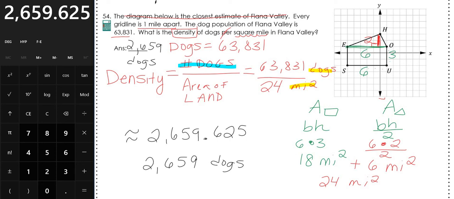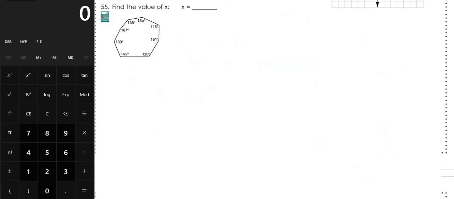Let's move on to number 55. Number 55, find the value of x. Now I'm taking a look at this figure and I notice there's a bunch of angles on the inside of my shape. So these are interior angles. They're asking me to find x, and I notice there's an x here at 14x and there's an x at 18x. So that's where our x is.